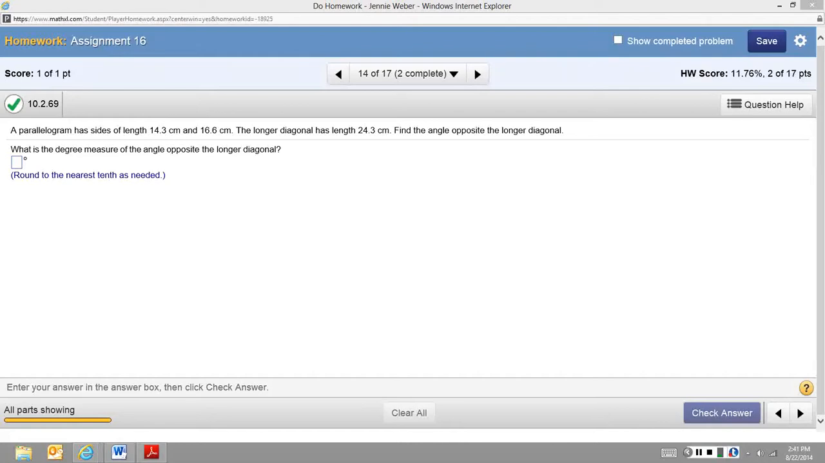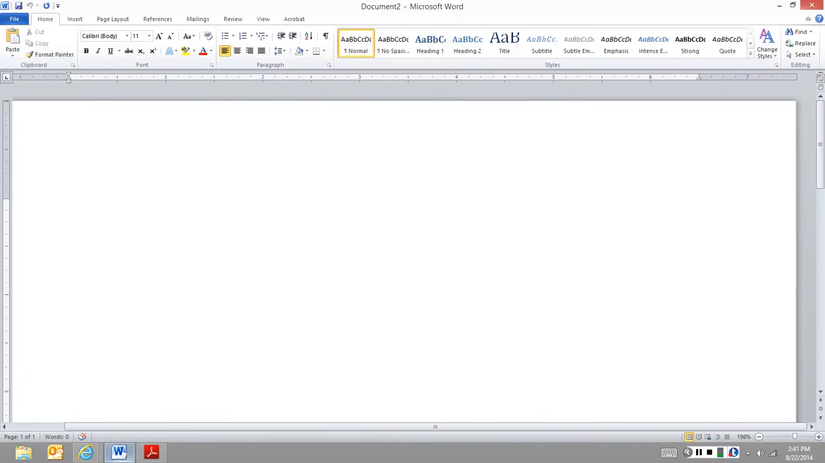We are told a parallelogram has sides of length 14.3 and 16.6. The longer diagonal is the length of 24.3. Find the angle opposite the longer diagonal. So we're going to start by drawing our picture.